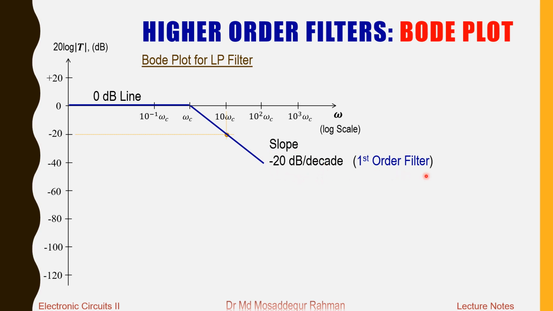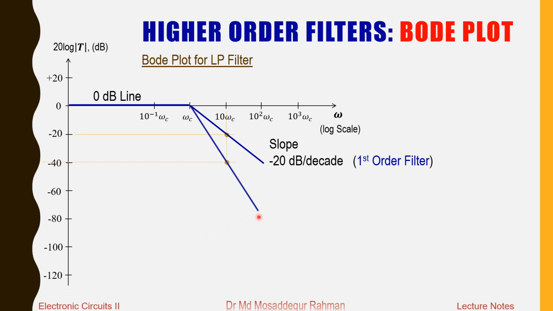If it is a third order filter, the rate of fall will be 3 times. That means it will fall at the rate of 60 decibel per decade. If it is a fourth order filter, the gain will fall at 4 times this rate. That means it will fall at the rate of 80 decibel per decade. This is how for every increase in the order of the filter circuit, the rate of fall will increase by 20 decibel. So let's see how the plots will look like.